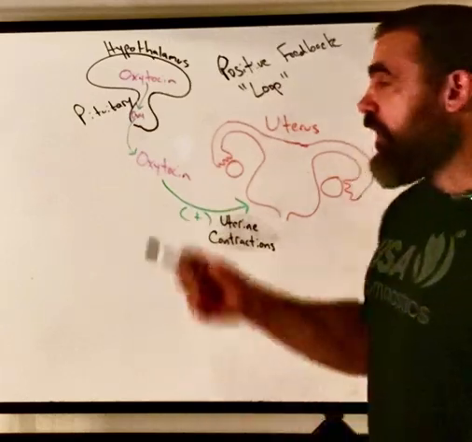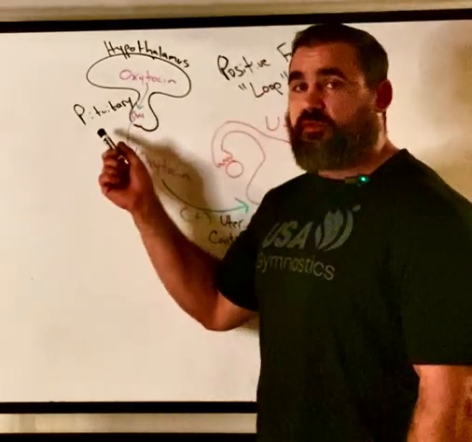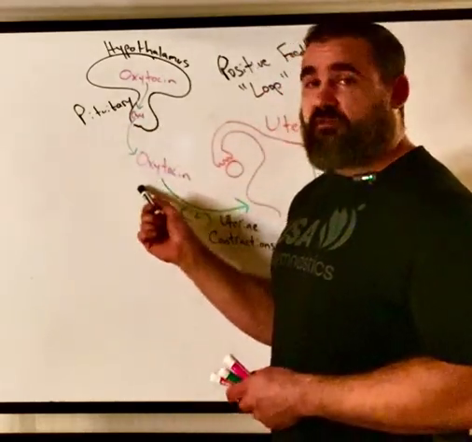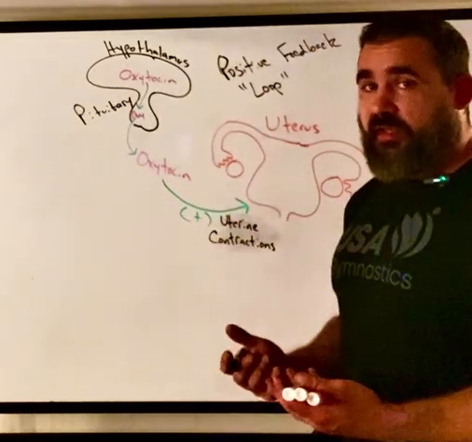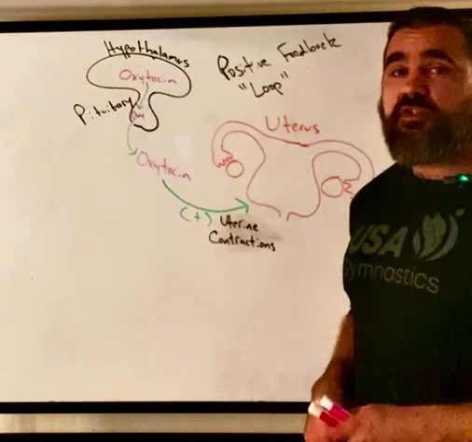Oxytocin is made in your brain in the hypothalamus. It's stored in the posterior part of the pituitary, just stored there, and then it gets released. It does a couple things: causes milk secretion from the nipple, causes bonding. We'll talk about that later. And it causes uterine contractions.